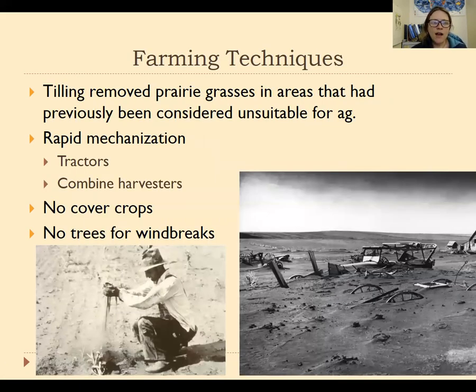So as I already mentioned, there had been extensive tilling in the decade leading up to the Dust Bowl, and it removed prairie and land that had been previously considered unsuitable for agriculture due to relatively low rainfall, less than about 20 inches a year. So that's about half the rainfall that we get in Quincy. And then around the same time, there was pretty rapid mechanization of a lot of agricultural technology. Things like tractors and combine harvesters allowed people to remove native vegetation to put in intensive agricultural fields and things like wheat much more quickly than they had in the past.